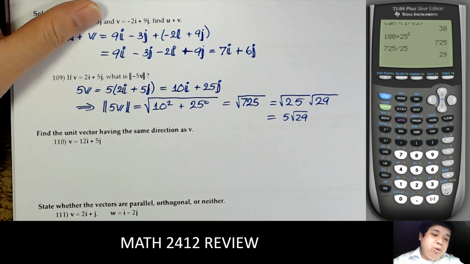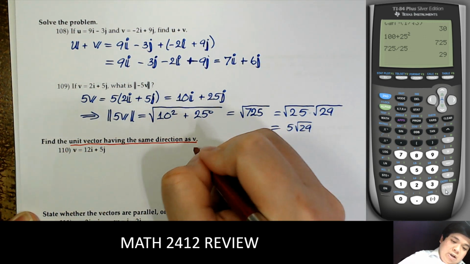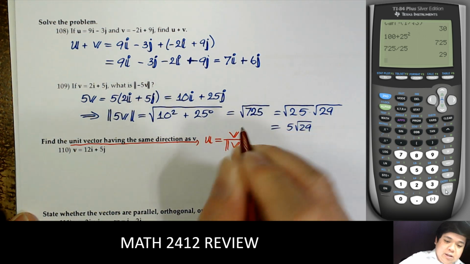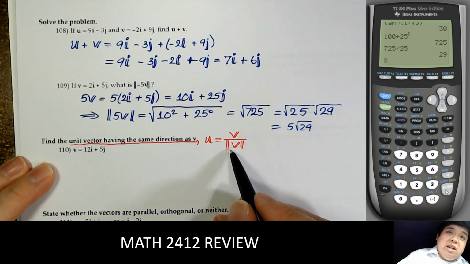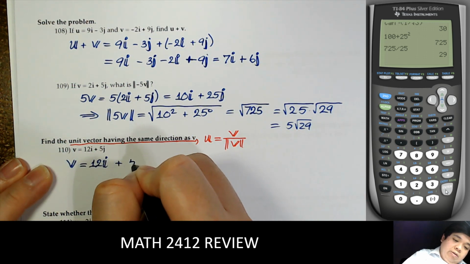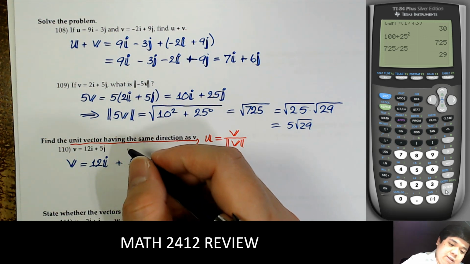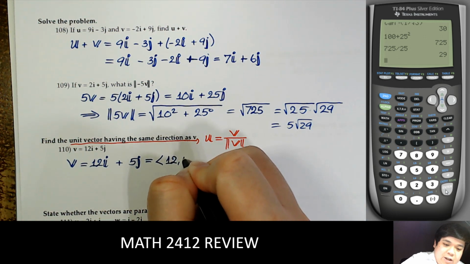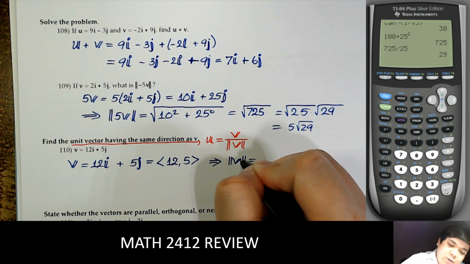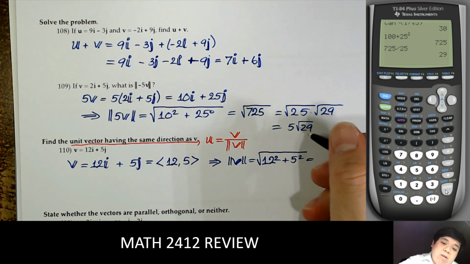Next, find the unit vector in the same direction as v. Meaning that we're going to find the vector u, which is found by v divided by the magnitude of v. So we need the magnitude of v. v is 12i plus 5j. By the way, I can also write it in this other notation, which is fine. Either way, the magnitude is the square root of the sum of the squares of the components. 12 squared and 5 squared.